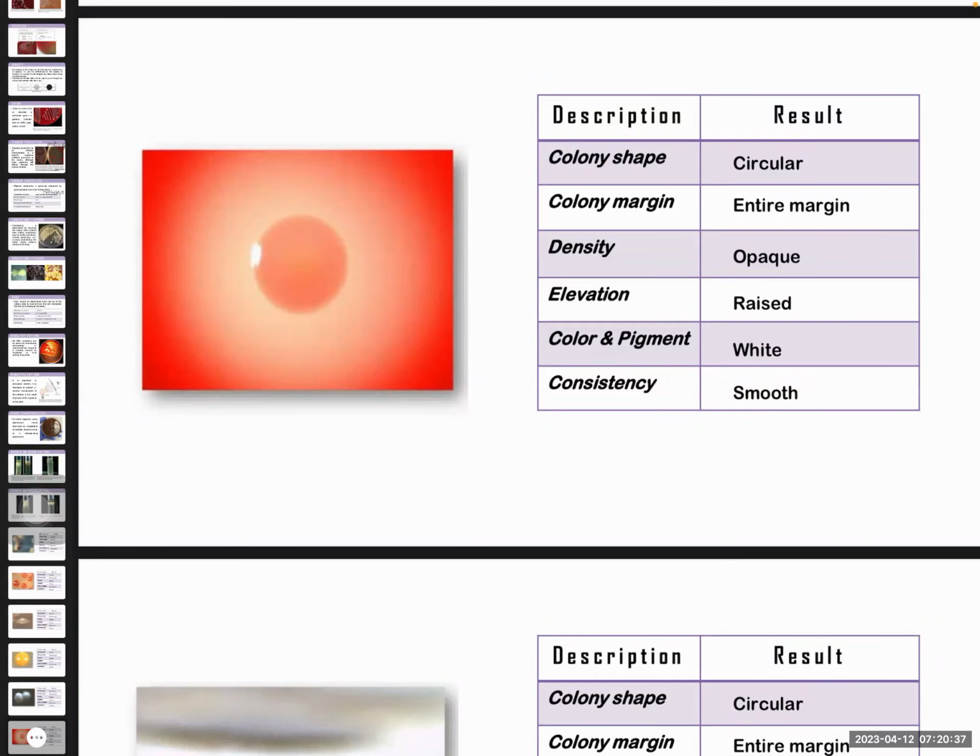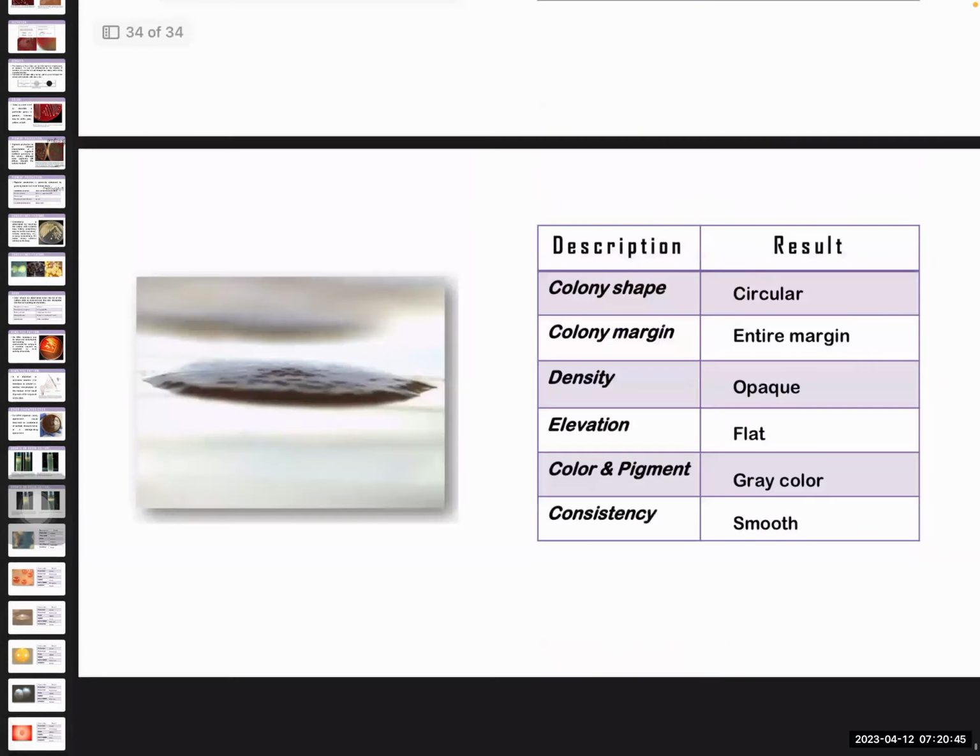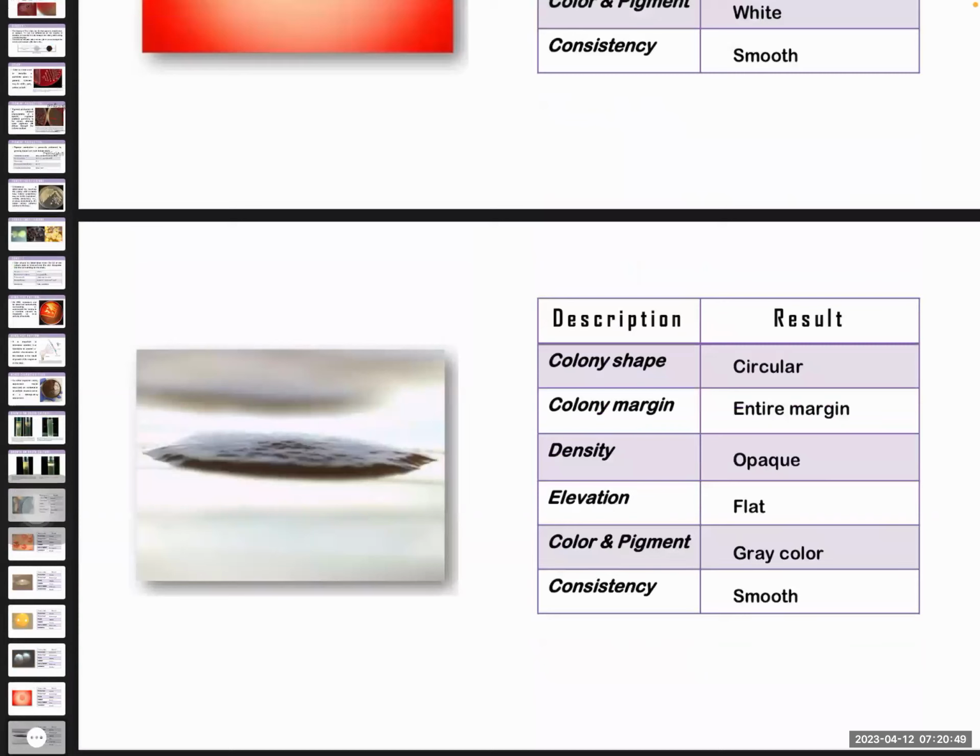Yun yung nakikita natin na parang halo effect surrounding the organism, that is the hemolytic pattern. Ito naman, flat, di ba? A very similar characteristic, but in this one, flat siya, hindi siya dome-like. And that is how we evaluate colonies.